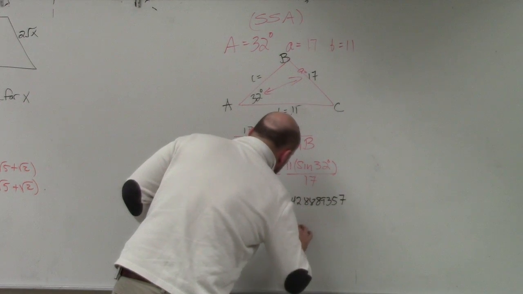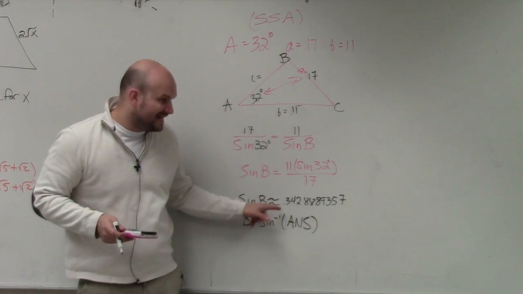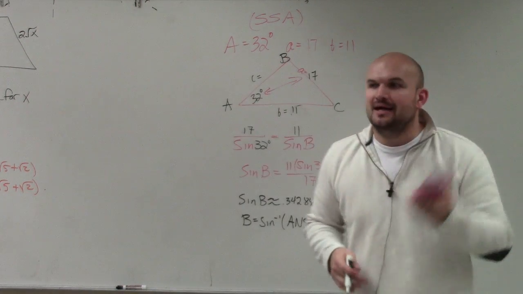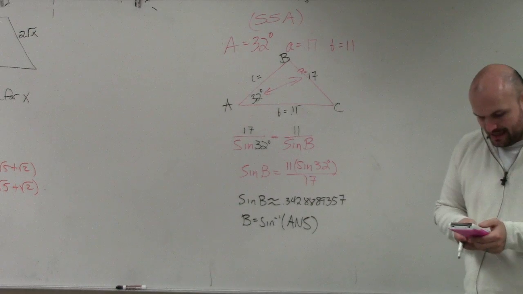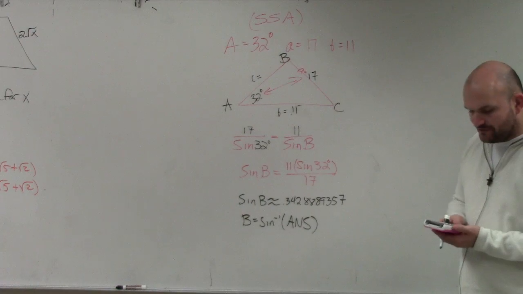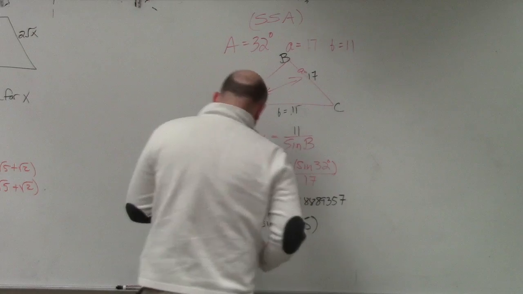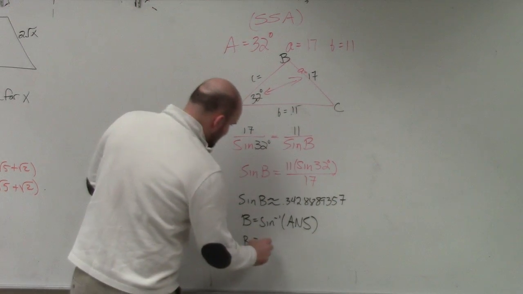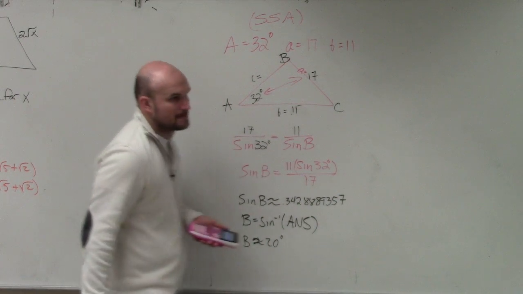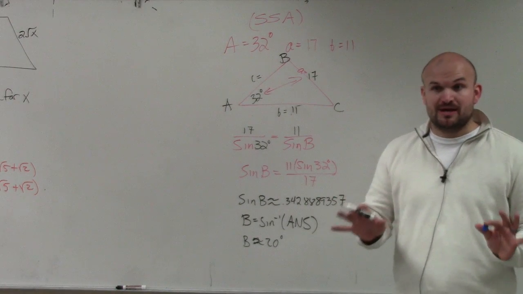So what I do to find B, I do sine inverse of my answer. So I just leave that number in the calculator, and I just do sine inverse, and you have to use the second answer. So therefore, I get B equals 20. And if I was going to round this just to the whole number, I'd get 20 degrees. And that's approximate, because I'm rounding.